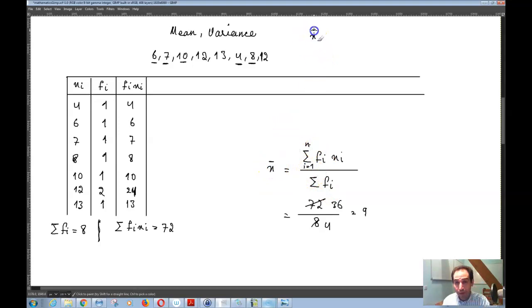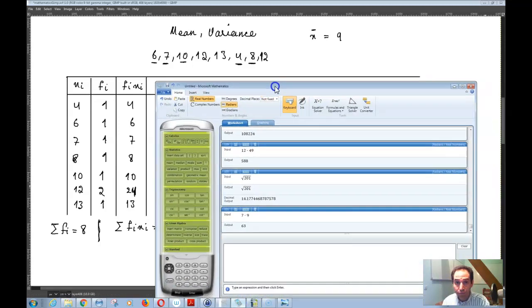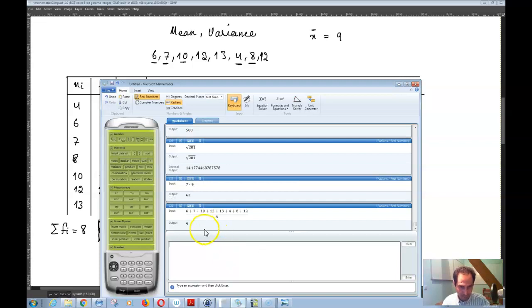And of course, if you just simply take a calculator and add all of these numbers together, 6 plus 7 plus 10 plus 12 plus 13 plus 4 plus 8 plus 12, and divide by their number, which was 8, you would get 9. So that's the mean of your data, meaning that you simply calculate the average of your data.